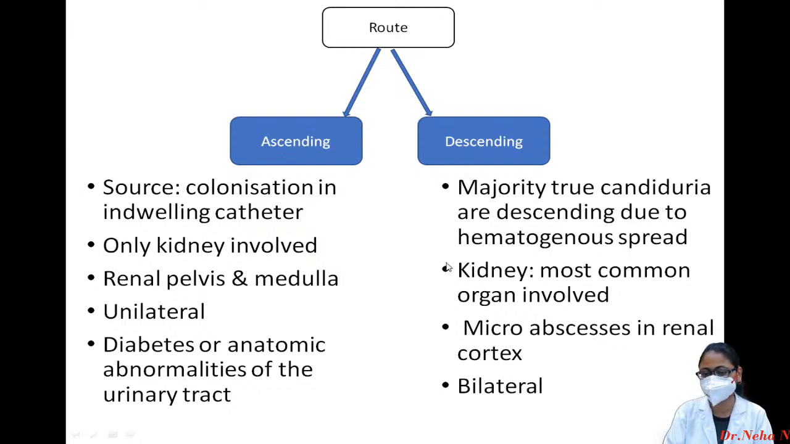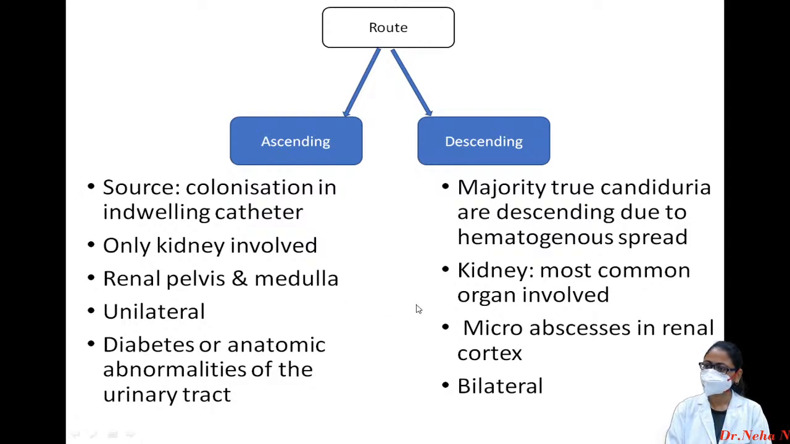But in case of disseminated infection, the kidney happens to be the most common organ involved, but other organs like the heart, and even every organ of the body, can be involved in candidiasis. Ascending infections tend to affect the renal pelvis and renal medulla more, and descending infection affects the cortex more. Here microabscesses are seen in the renal cortex, and ascending infection tends to be unilateral versus descending infection, which tends to be bilateral. Ascending infections are more common in cases of diabetes or anatomic abnormalities of the urinary tract. Descending is also common in immunocompromised people, but anomalies of the urinary tract are a specific finding which predisposes the person to ascending infections.